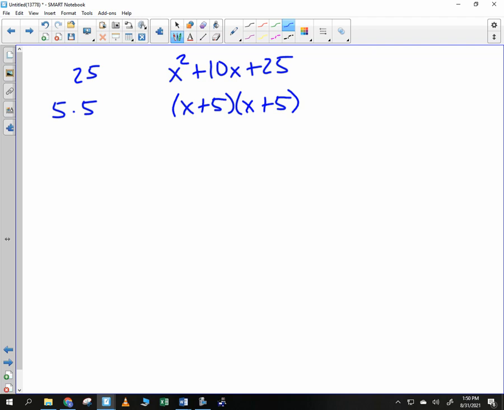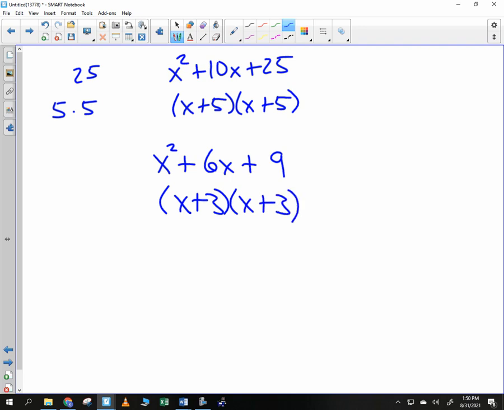Good. So when two binomials multiply to make this trinomial and they are the same, it's called a perfect square. Now here's the interesting piece. I'll show another one to you. x squared plus 6x plus 9. That's a perfect square because it's x plus 3 times x plus 3.